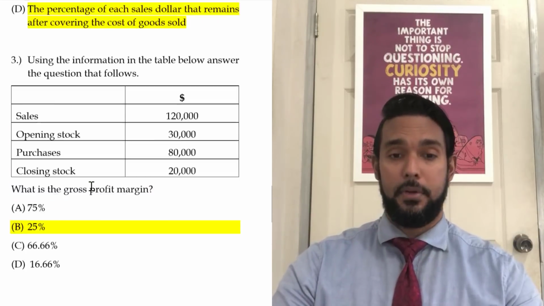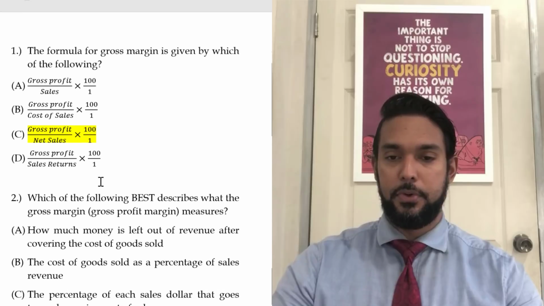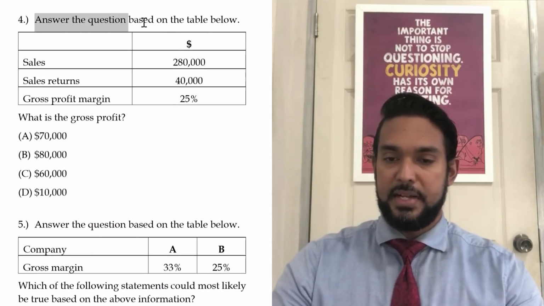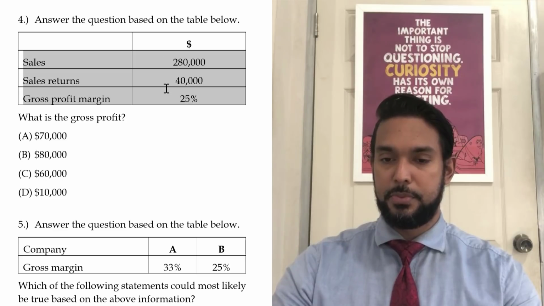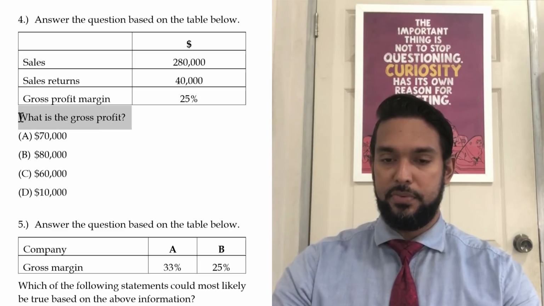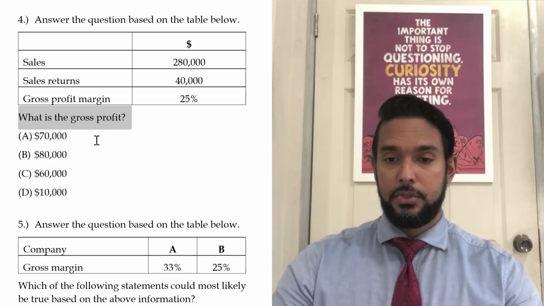All right, let's go back up and scroll across to number 4 now. So we have answered the question based on the table below. So we have sales, sales returns, gross profit margin. What is the gross profit? Oh, okay. So gross profit.